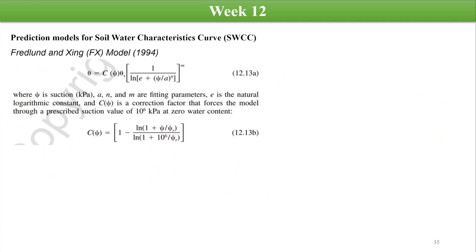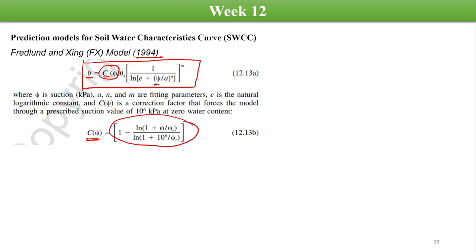Then we have other models also, like one of the models is the Fredlund and Xing model that's provided in 1994. Based on this model, we write the relationship between theta and psi as theta is equal to C of psi, where C is a function of psi, multiplied by 1 upon ln of e plus psi upon a. So this expression, if you'll see, is not invertible. So you can write theta in terms of psi, but you cannot write psi in terms of theta. So this is not invertible.